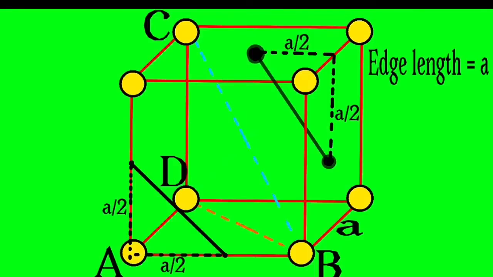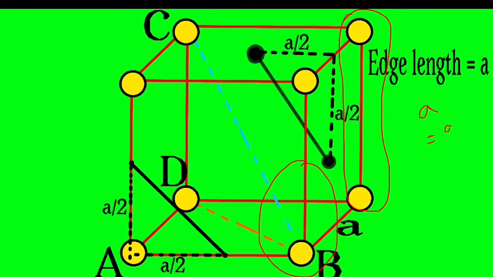Now let us discuss the properties of the cubes. What are the properties of the cubes? It has edge length, which is A. Then half of the edge length is equal to A by 2. Half of the edge length is nothing but A by 2. So for face is equal to A by 2.